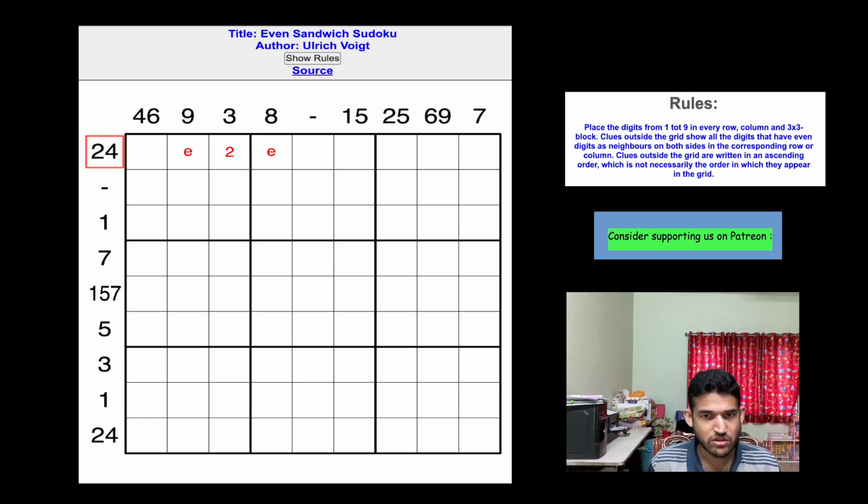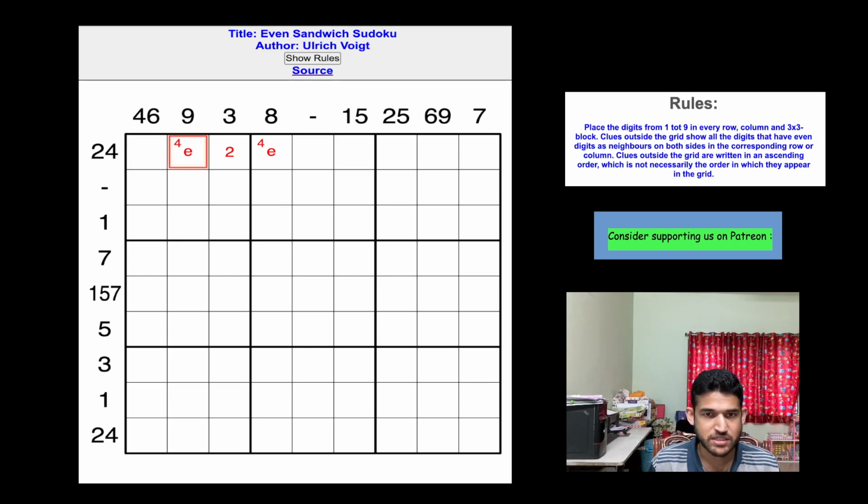Now a 4 is also sandwiched by an even digit again. So it's clear that the 4 has to go either in this cell or this cell, because if you have a 4 anywhere else, you won't have the other side sandwiched by an even digit. So clearly 4 is in one of these cells, and whichever side the 4 goes, you must have a 4 to the immediate adjacent cell.